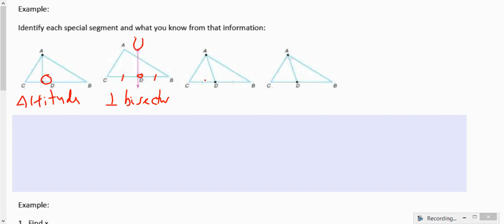Here we also have a side being bisected, but it does come from a vertex. It does come from somewhere. So this was a segment bisector, but no right angle present. And here now we have an angle that has two arcs that are identical, so that angle must have been bisected by segment AD. So this is an angle bisector.